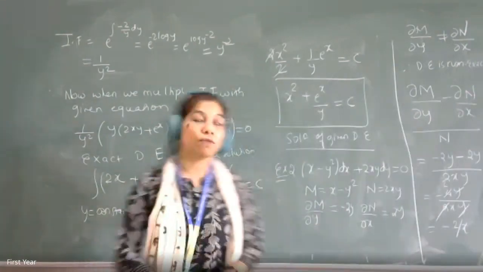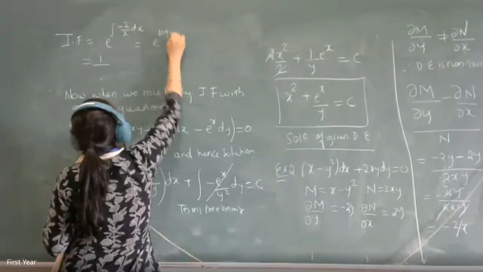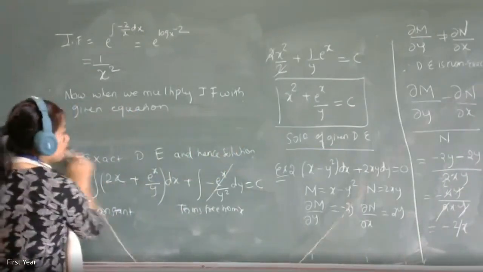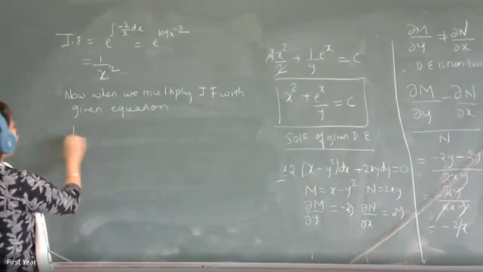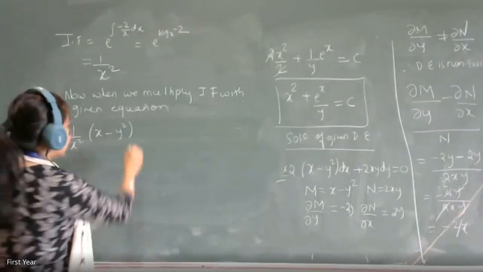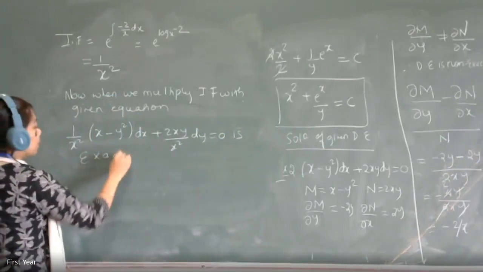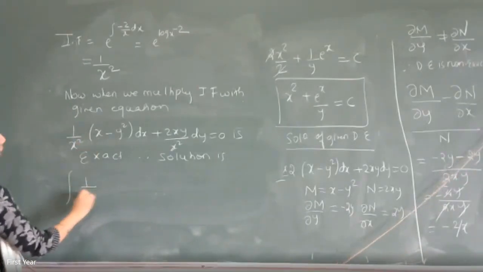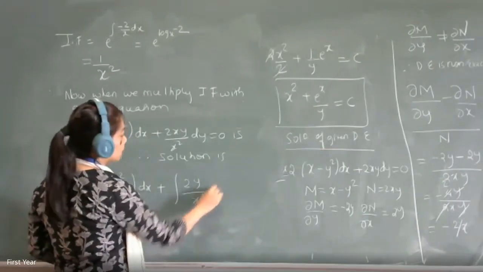Can anybody tell me quickly without solving what is the integrating factor? 1 by x square. Correct. Very good. So it is integral of minus 2 by x dx, and that is e raised to log of x raised to minus 2, and therefore 1 by x square is the integrating factor. So आपको multiply करने के बाद you get the differential equation to be exact. Integrating factor with the given equation, 1 upon x square into (x minus y square) dx plus 2xy upon x square dy is equal to 0 is exact, and therefore solution is integration of x square by x square, which is 1 by x, minus y square by x square dx, plus integration of 2y by x, equal to c.